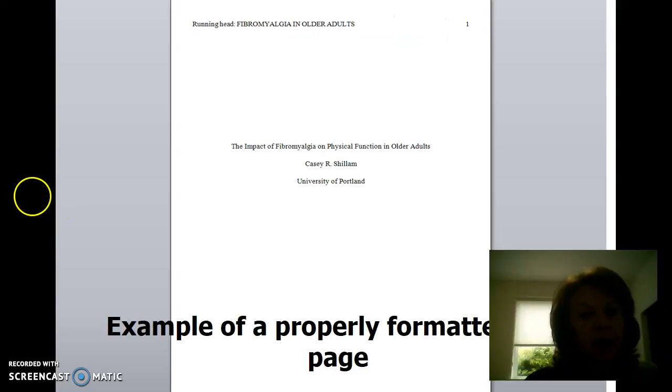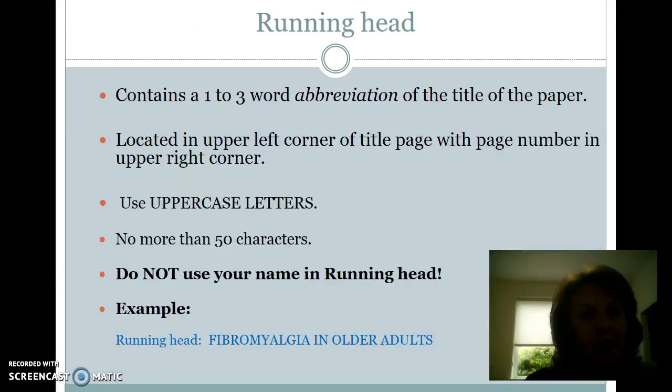This is an example of a properly formatted title page, and one thing I want you to note here is that in her running head, Dr. Schillem has included 4 words from her title. I often see students including their entire title up here in their running head, and that simply is not necessary. And in fact, APA tells you how many words need to be in your running head, 1 to 3 words or an abbreviation of the title of your paper. And the other important point on this slide is never do you use your name in the running head. So the author name should not appear in the running head.